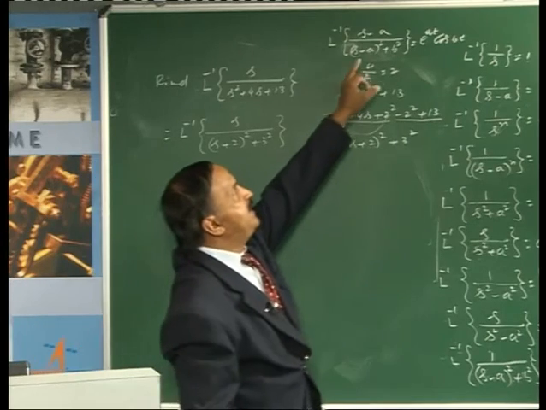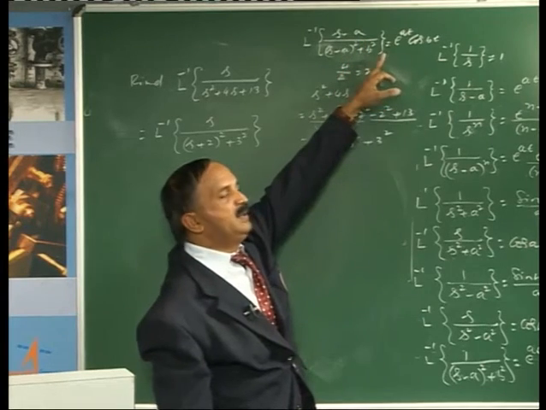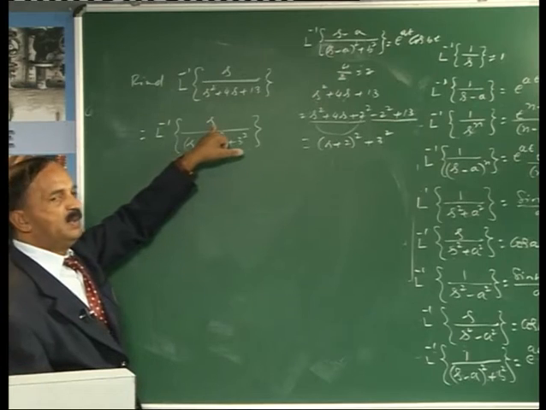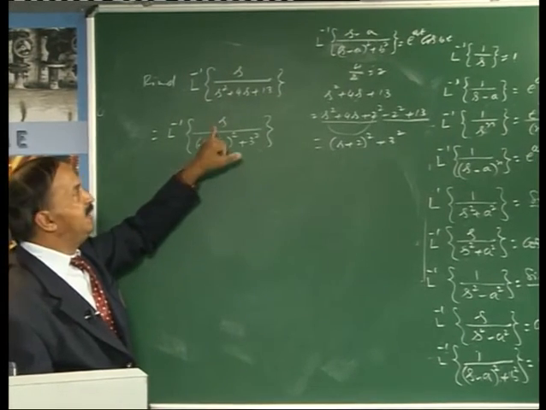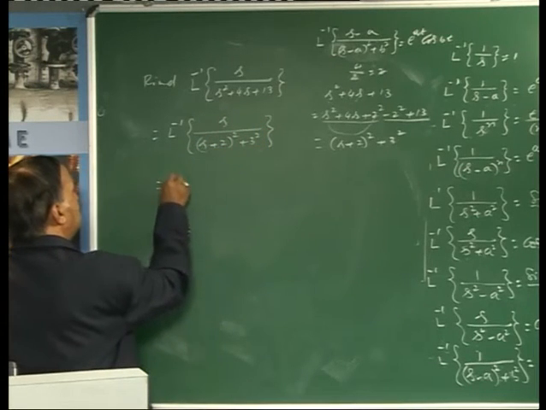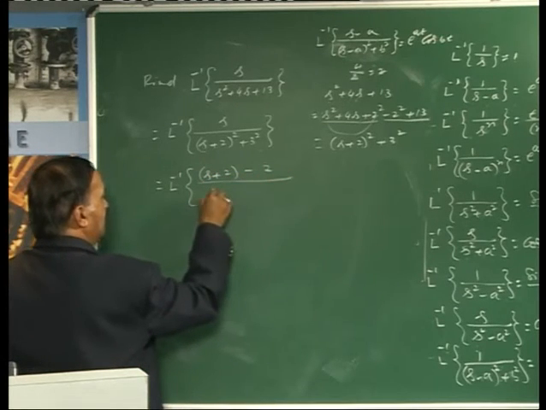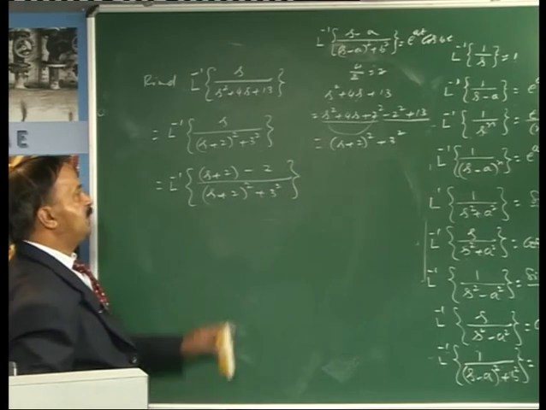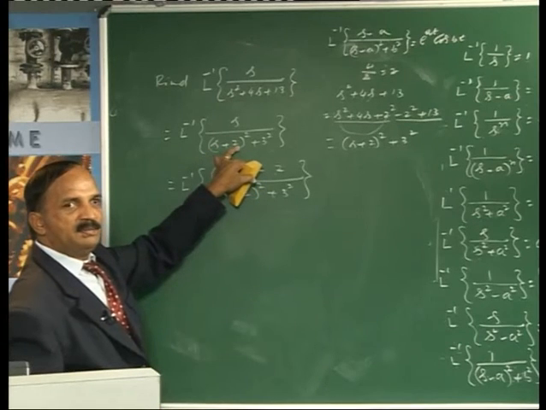And in the formula you observe this is S minus A, this is also S minus A; these two must be the same, then only it is possible to use the formula. But in the given problem this is S plus 2, this is only S, so we have to add and subtract 2 here. S is equal to S plus 2 minus 2, then that becomes L inverse of S plus 2 minus 2 divided by S plus 2 whole square plus 3 square. We add and subtract 2 because in the denominator this is S plus 2.